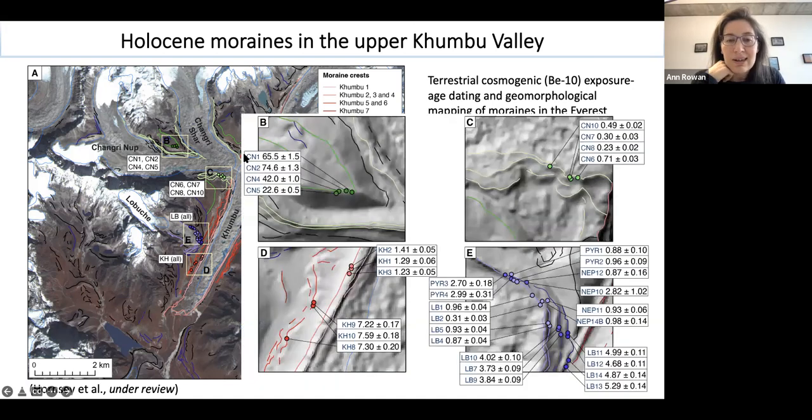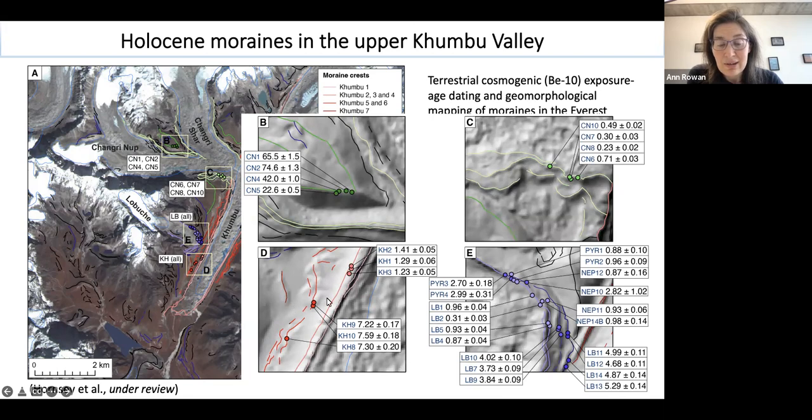If we look at the results in a little more detail, for each of the four sites shown in the location map, these are the results that we got. The Changri Nup moraines fall into two groups. There's one which is LGM or older, and there are some very recent moraines, which are Little Ice Age equivalents.